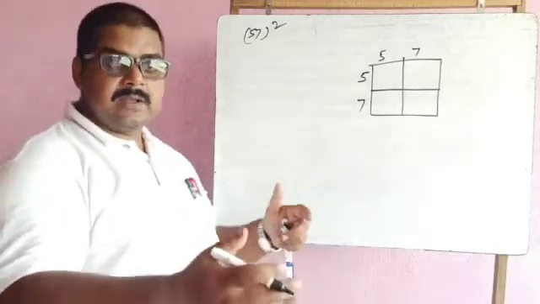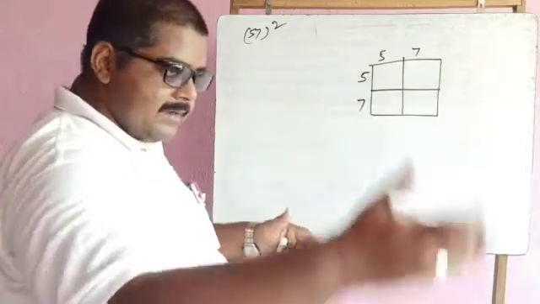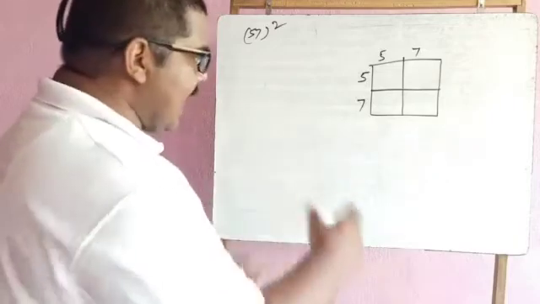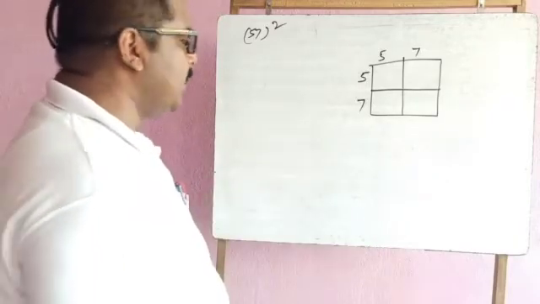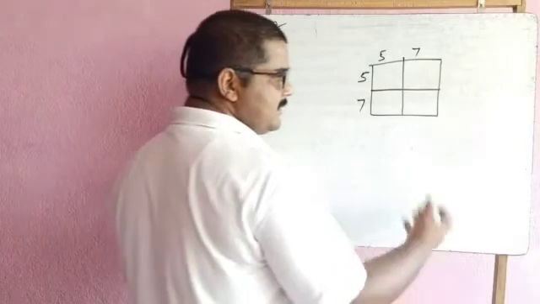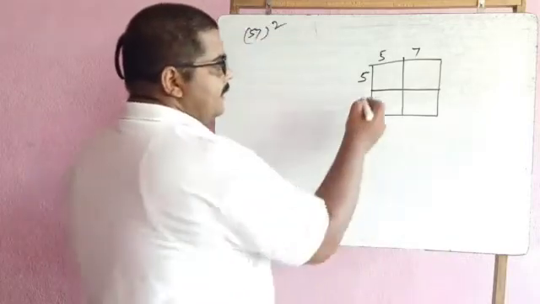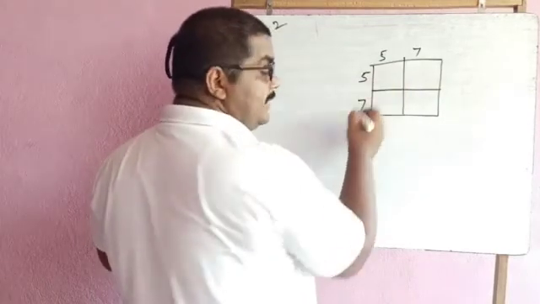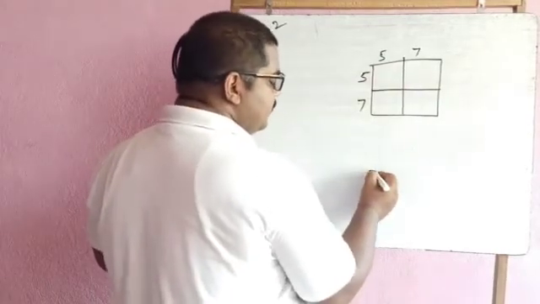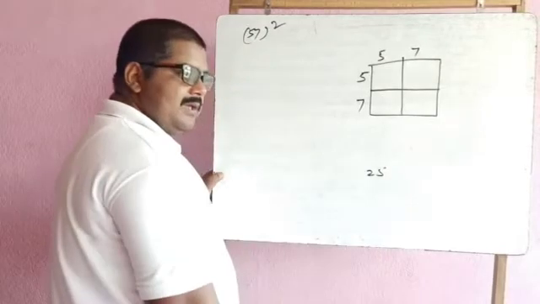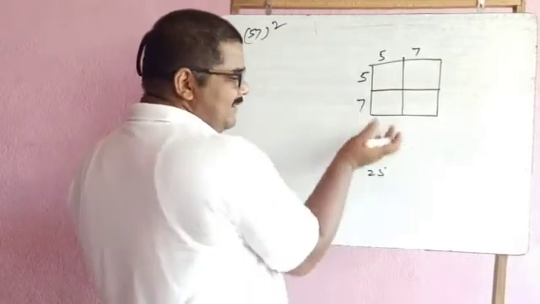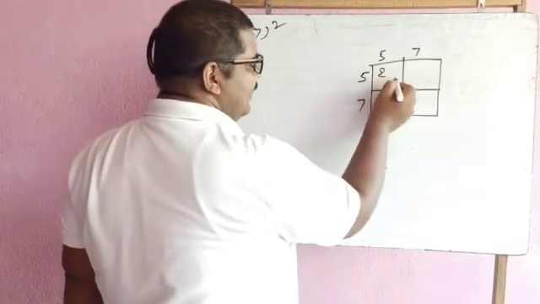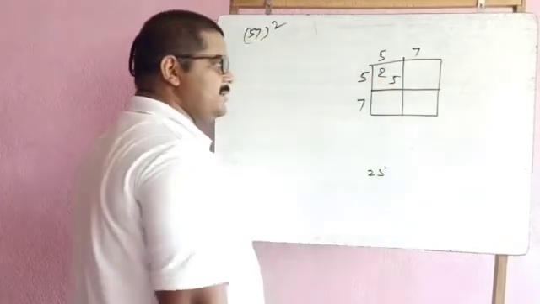Actually, it has been divided into 4 parts. Suppose that it is a 3-digit number, then you have to divide 3 into 3, meaning 9 small brackets, and it should be equal because it is the square. Now 5 into 5, you have to multiply, 5 into 5 is 25, and you write down this number 25.